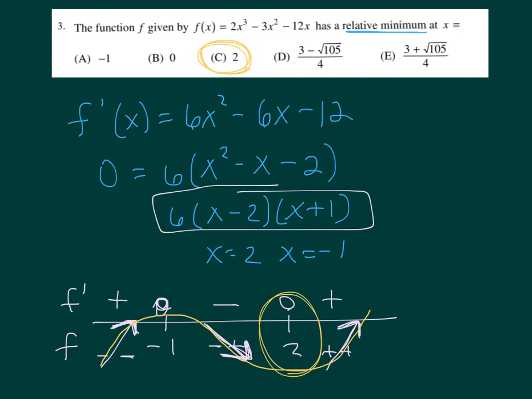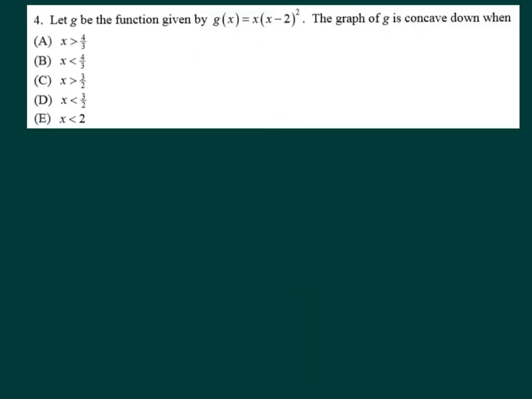So when x is 2, I'm at a relative min. Okay, number 4, let g be the function given by g of x equals x times (x minus 2) squared. The graph of g is concave down. Okay, concave down. When we're talking about concavity, we need the second derivative.